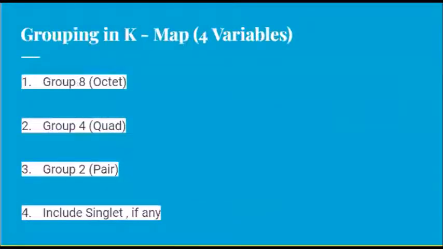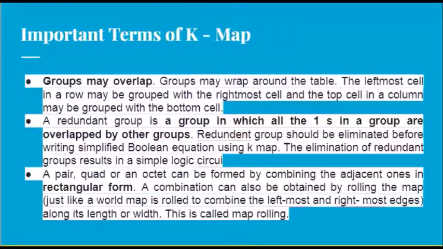So there are 3 different techniques to group the variables in K-map. Either we can group 8, which is an octet, 4, which is a chord, or we can group them into 2, which is a pair. If nothing is possible, then take singlets.